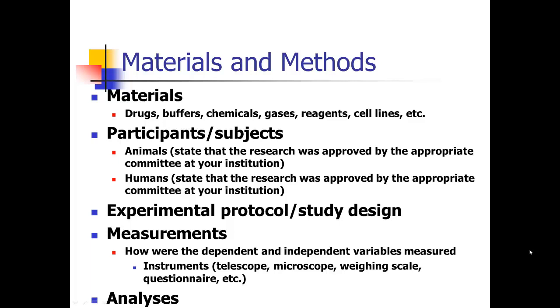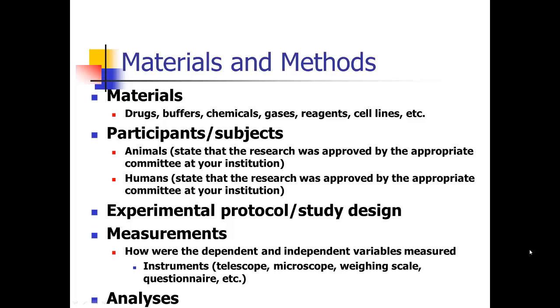So what do you need in your materials and methods sections? Well, you need to tell about the materials, things like drugs, buffers, chemicals, gases, reagents, cell lines. You need to give specifics like pH, temperature, ingredients, doses, all of those things. You may have participants or subjects like animals or humans. You, of course, want to state that the research was approved by the appropriate committee at your institution. Those things have to be approved to do those kinds of studies, and you need an official statement of that in your methods section.